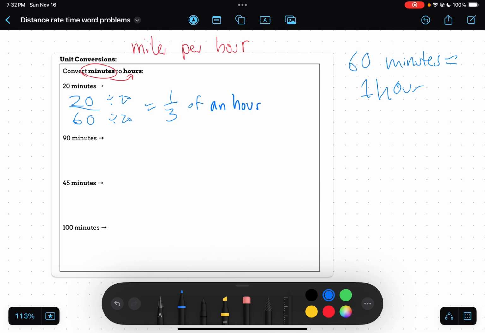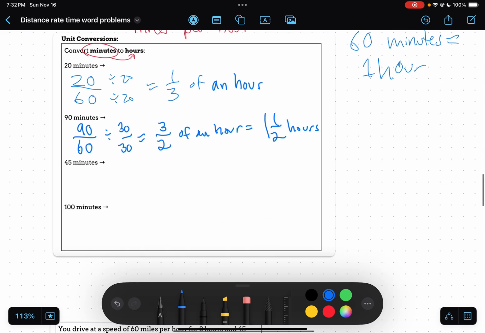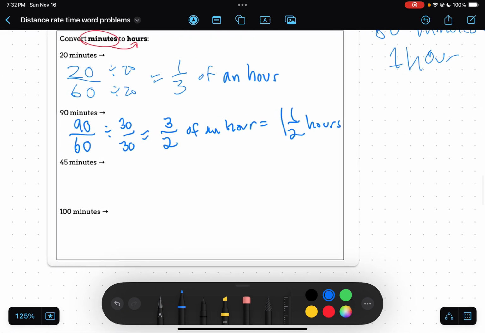Okay, so what about 90 minutes? How would we turn that into a fraction of hours? So 90 out of 60. You don't have to divide them by the biggest number to start, but I just know those both divide by 30. So it's 3/2 of an hour. Or it's 1 1/2 hours. So we're going to practice a bunch of this so that you get better intuition about it. Why don't you pause the video and try the last two. See if you can turn them both into a fraction of an hour.